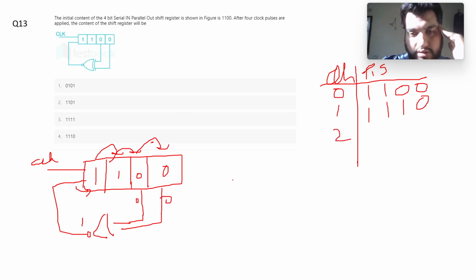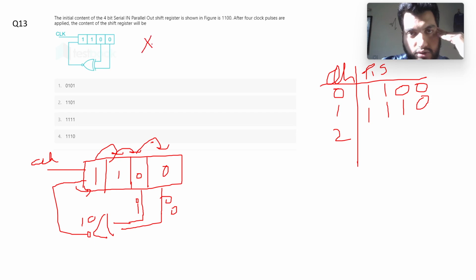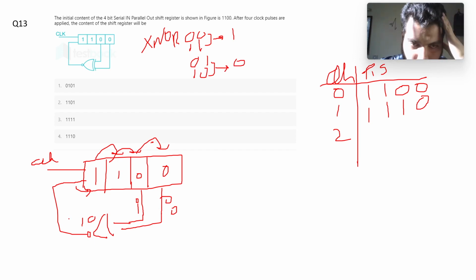Now after the second clock pulse, we have 1 0 1 0. We know that the XNOR of 1 and 0 is 0, because the output of XNOR is only high when both inputs are the same. So XNOR: 0 0 gives 1, 1 1 gives 1, 1 0 gives 0. So here 1 0 is the input, so my output will be 0, and that will go here. This one will shift here, this will shift here, and so on. So here it will be 0 1 1 1.